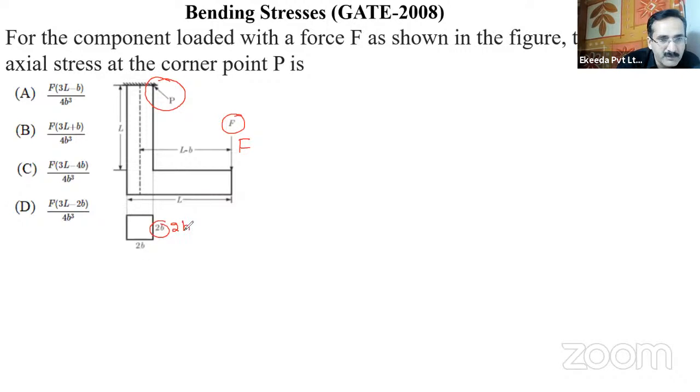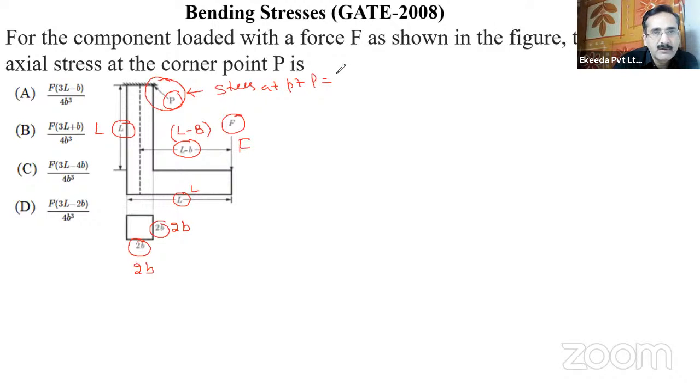This is 2b. If it is not clear, I am writing here. This is 2b, and this length is L. The length is L, and this length is L minus b. And the total length of the frame is L, right? So these are the dimensions given to us, and we have to find out the stress condition at point P. What is the stress at point P? This is the question. I hope that this is clear.